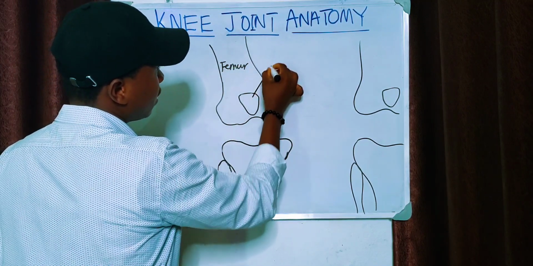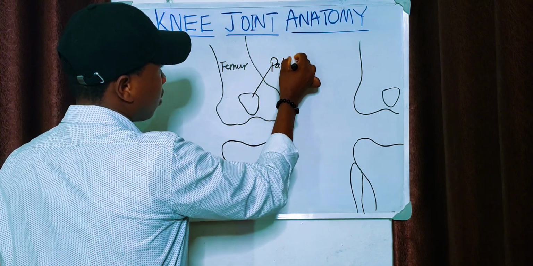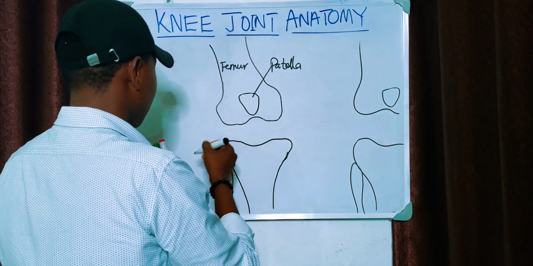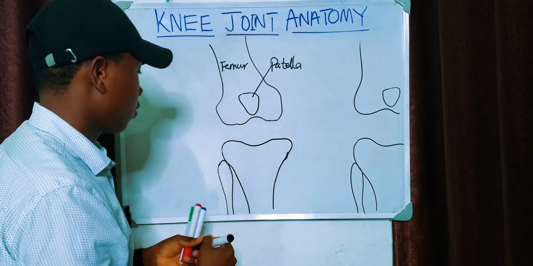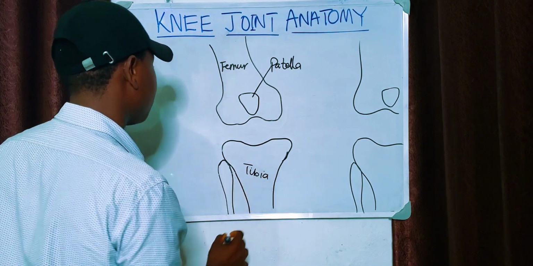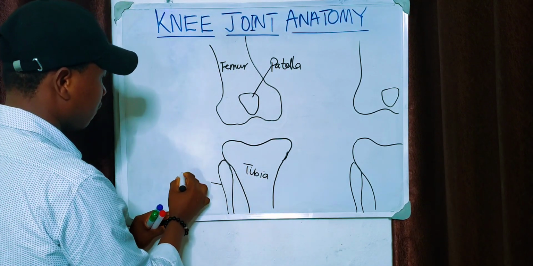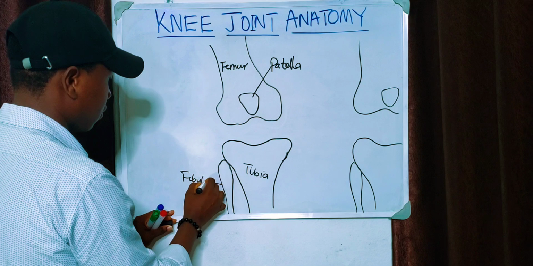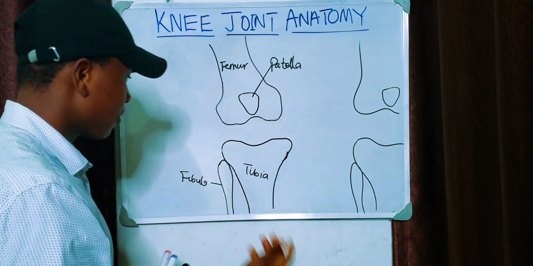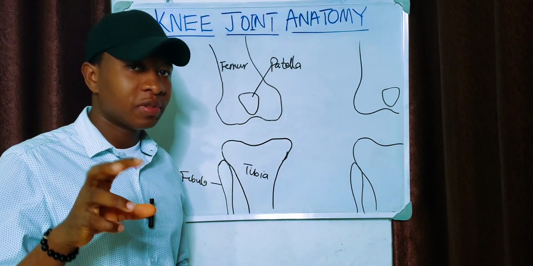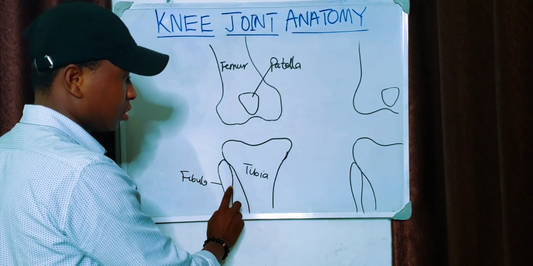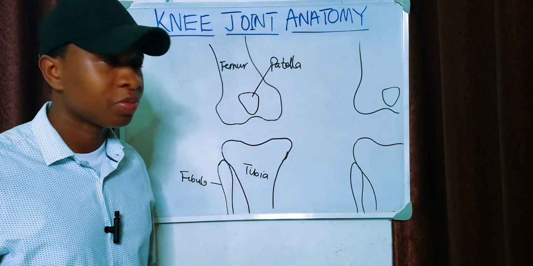We have the patella, also called the kneecap. Then we have the tibia, and this right here called the fibula. These are the four basic bones that make up the knee joint. Most times the fibula is not mentioned because it doesn't directly articulate to the joint. It just articulates to the tibia.